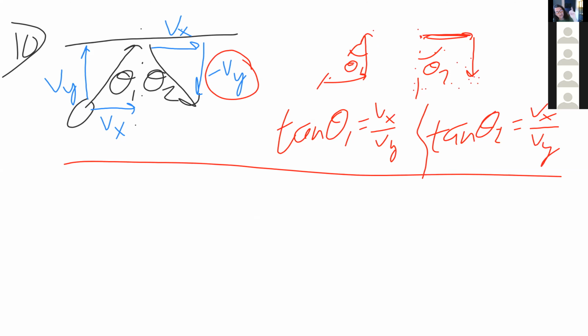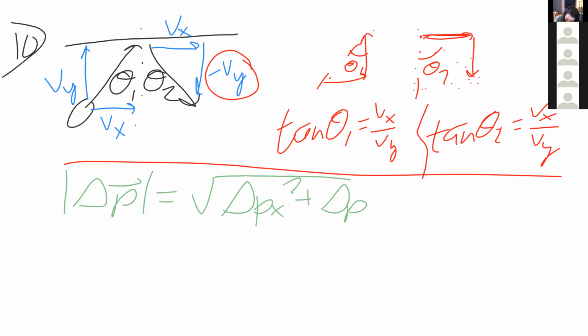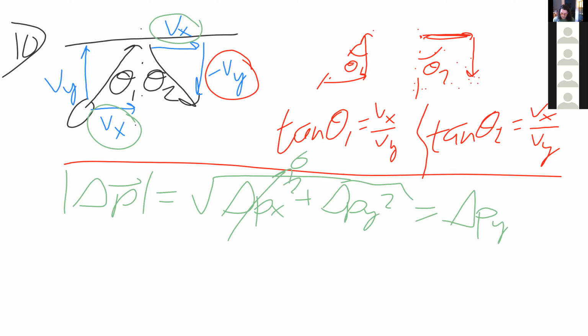Second part is we want to find the magnitude of the change in the ball's linear momentum. Remember from a few problems ago, the magnitude of the change in momentum is the square root of the change in the x component squared plus the change in the y component squared. What is the change in the x component? It's mass times the change in velocity, but we are told explicitly that the velocity does not change, so delta v is 0, therefore delta p is 0. We just need the change in the y component of the momentum, since the square root of a square just gives you that.